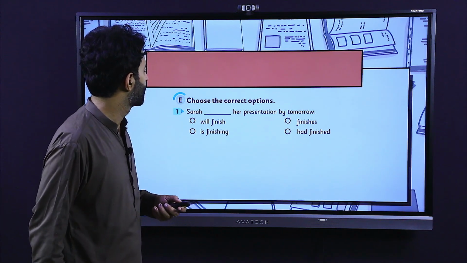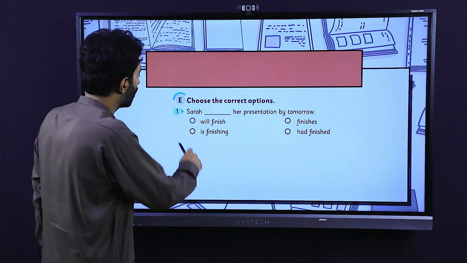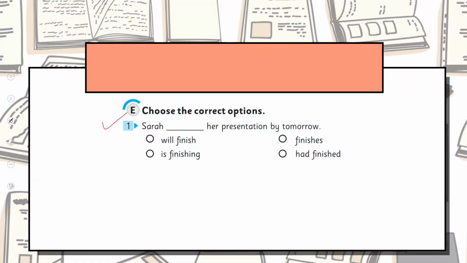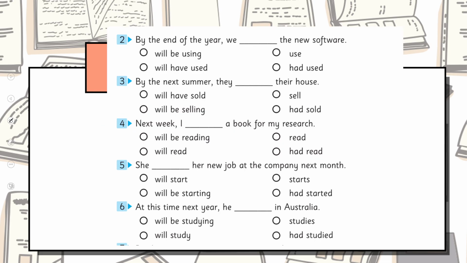Now, what is this sentence about? Sarah, her presentation by tomorrow. We are talking about the future, right? Sarah will finish. Yeah. Sarah will finish her presentation by tomorrow. Very simple.